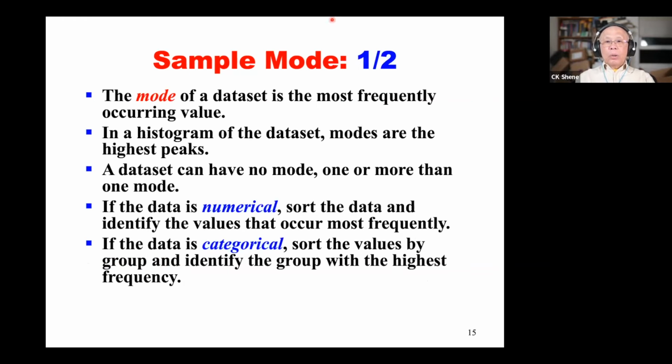Now, the mode or sample mode. The mode of a data set is the most frequently occurring value. In a histogram of a data set, modes are the highest peaks. A data set can have no mode, one or more than one mode. If the data is numerical, that's all numbers, sort the data and identify the value that occurs most frequently. If the data is categorical, sort the values by group and identify the group with the highest frequency. We will learn this very soon.